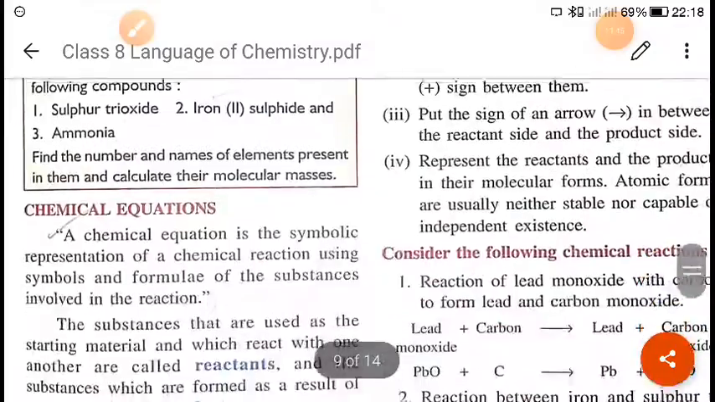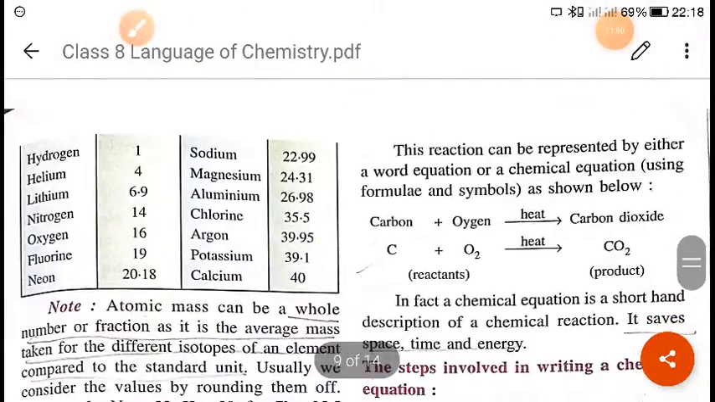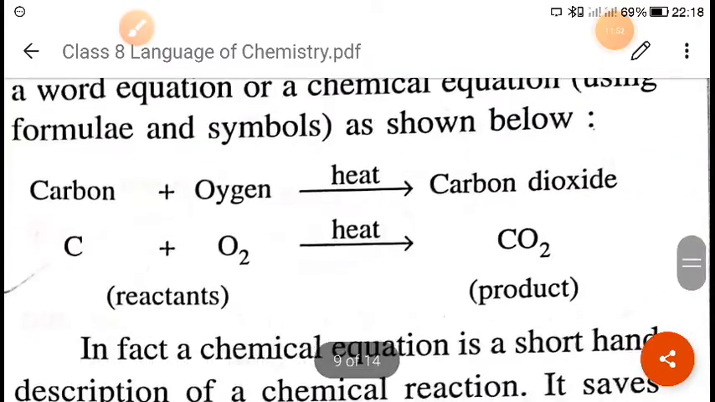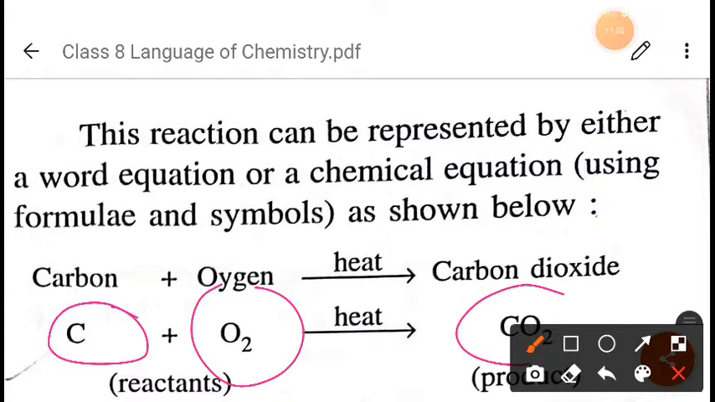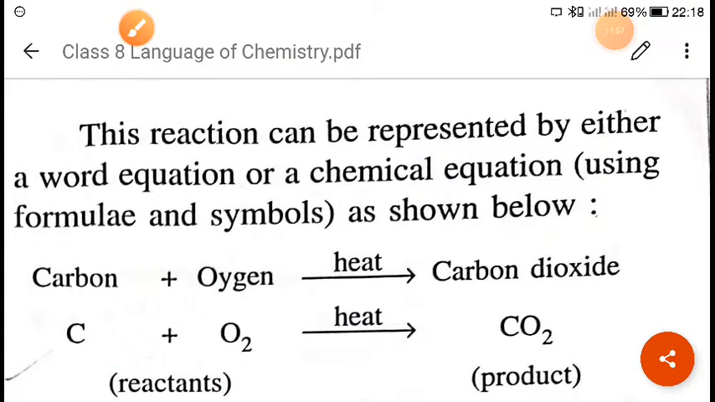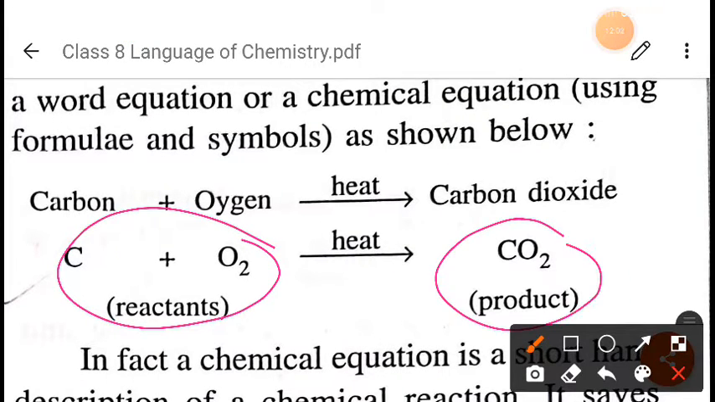Now next, we will see here. This reaction can be represented like this. As you can see, I have already done it. C plus O2 will give CO2, which is carbon dioxide, right? So this side is called what? This side is called reactant, and this side is called product, right?